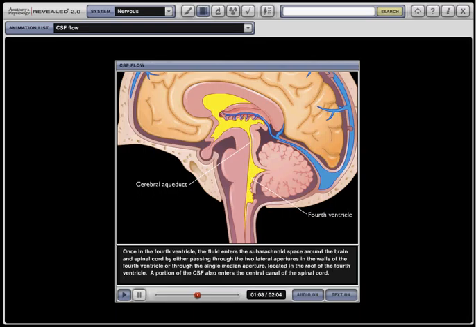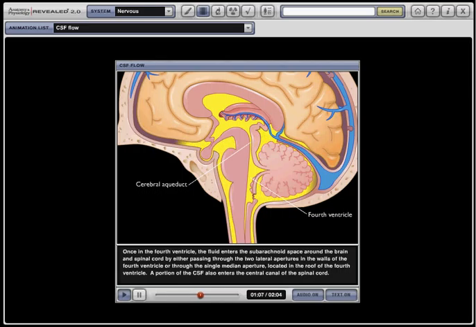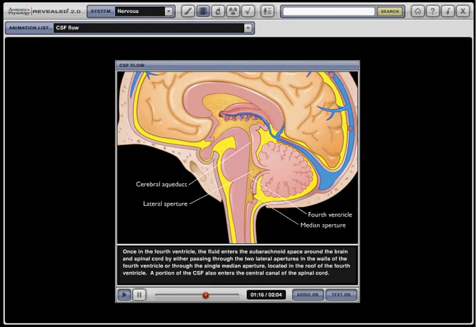Once in the 4th ventricle, the fluid enters the subarachnoid space around the brain and spinal cord by either passing through the 2 lateral apertures in the walls of the 4th ventricle or through the single median aperture located in the roof of the 4th ventricle. A portion of the CSF also enters the central canal of the spinal cord.